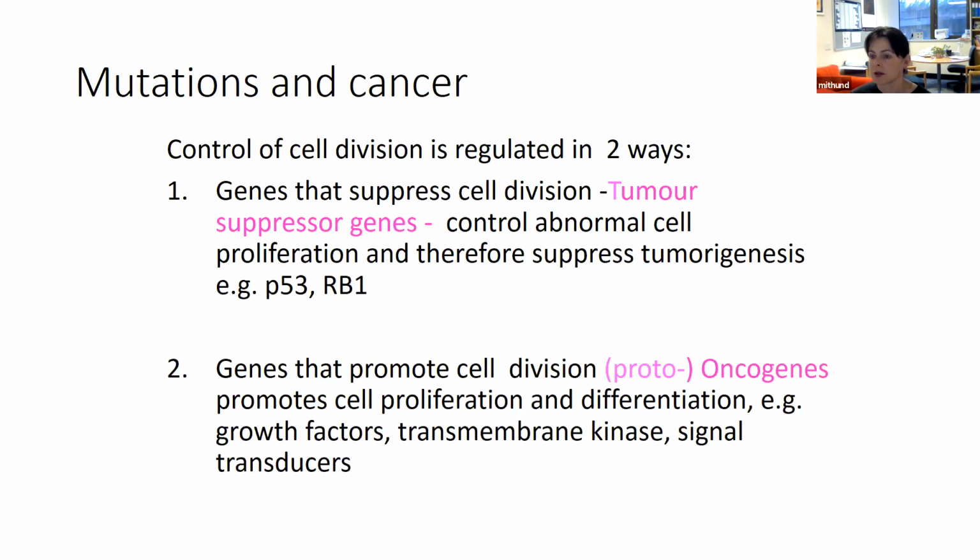Genes that promote cell division, in their normal function, are called proto-oncogenes, and their normal role is to promote cell proliferation and differentiation. If a proto-oncogene becomes mutated, it's then called an oncogene because it has lost that control. It's not doing its job as it's meant to; it's out of control in terms of proliferating. And typically oncogenes are things like growth factors, transmembrane kinases, signal transducers.